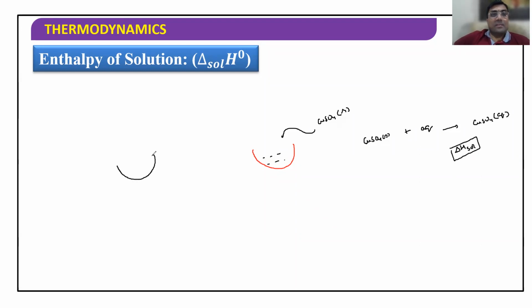Now, there is CuSO4 here. Now add water. CuSO4 is a solid. Next, 5 water molecules give rise to CuSO4 dot 5H2O aqueous. Are you following? This is called, listen carefully, enthalpy of hydration.